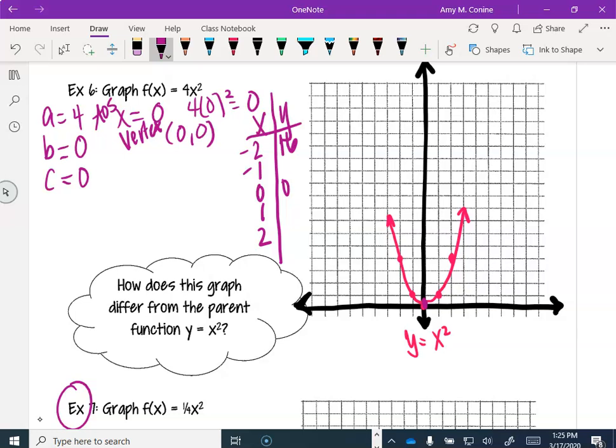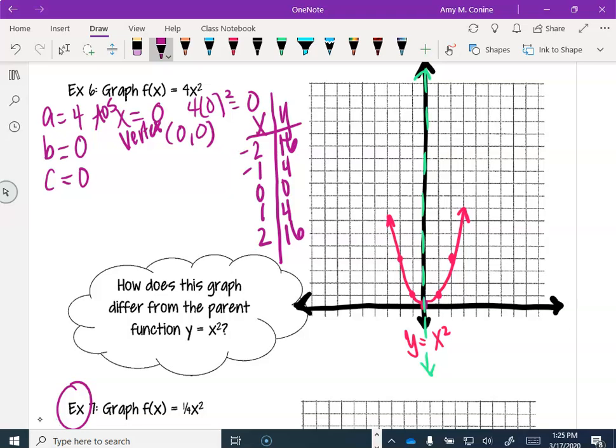So now -1. -1 squared is just 1. That gives me 4. And it should still be symmetrical. So this will be 4 as well, and 16. So my axis of symmetry is in here. I should have put that in, so I'm going to put that in now. And I'm going to put in my points that I can plot for this one.